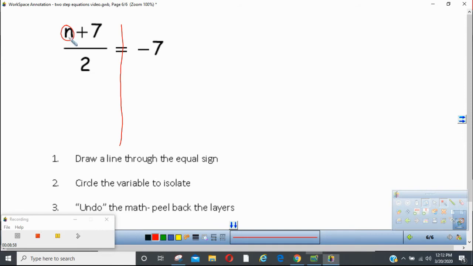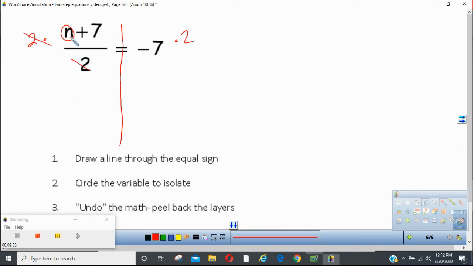Now, because this fraction is so big, it is actually going to move this 2 further away. It's more on the outside. So I would say my inside layer is everything on the numerator, everything on the top. And so the 2 actually becomes the outside now. So what is the opposite of divide? It's going to be to multiply. So we're going to get rid of our first layer, and we're going to multiply by 2. Okay, so we're going to get rid of both of those.